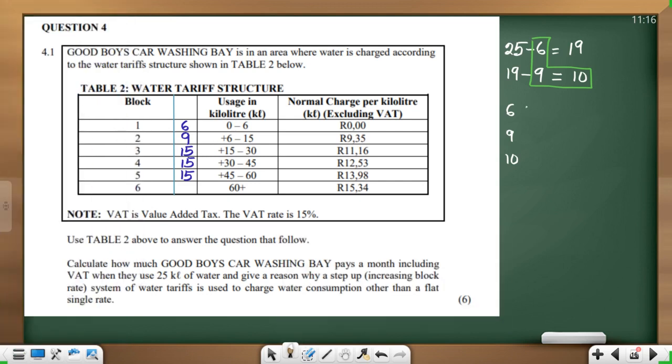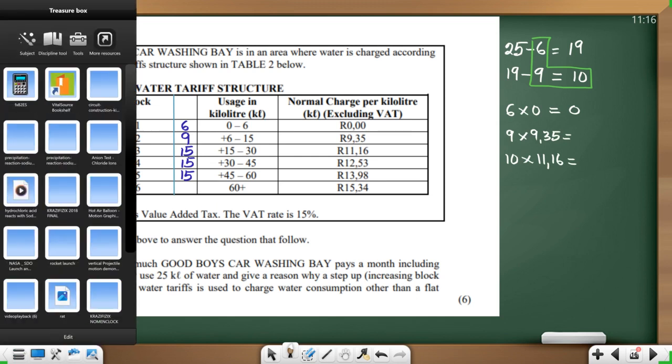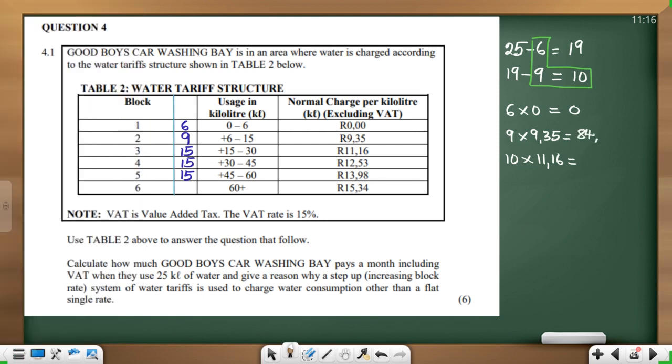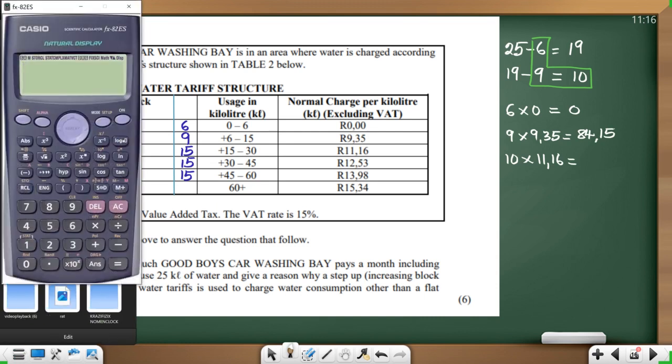Okay, so the first one, it's a 0. Oh, so it's free. 9 times 9,35, block number 2. 10 times, this is in rand, so we don't convert. All right, the one that comes in cents is electricity. 9 times 9,35 is 84.15. Then we say 10 times 11.16. What would that give you? 111.6.